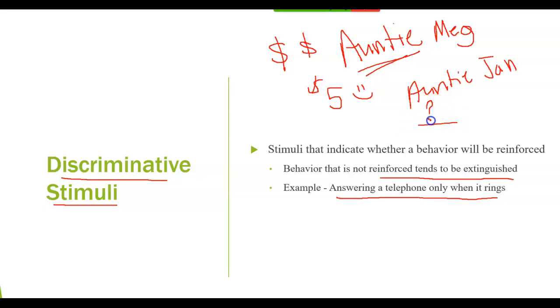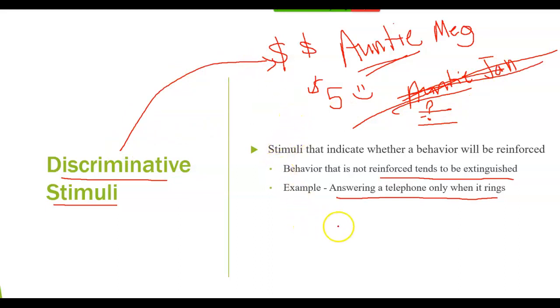I got to find out what you're going to do with this money. What are you going to be doing? Okay, you're not going to call Auntie Jan when you need some money, right? Because you know that Auntie Meg's going to give you a 5. Maybe dad will, mom will, maybe a cousin will, whatever. We know who to call.